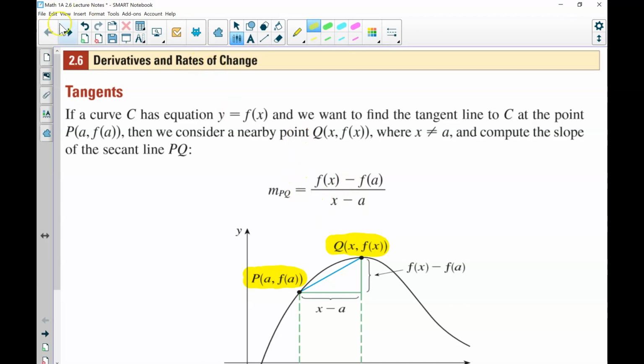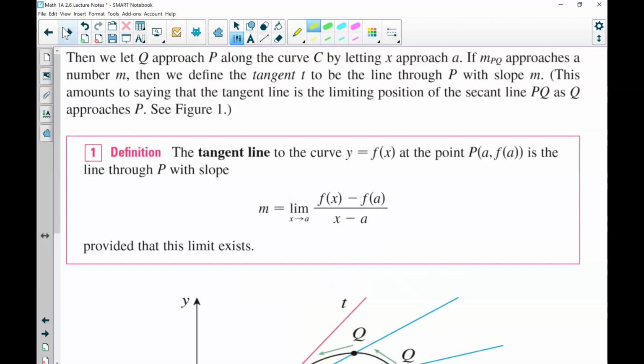Now, if we move a little further with this, we can see that when we let Q approach P along the curve C by letting x approach a, then the slope of that line PQ approaches a number m. And then we define the tangent T to be the line through P with slope m. This amounts to saying that the tangent line is the limiting position of the secant line PQ as Q approaches P.